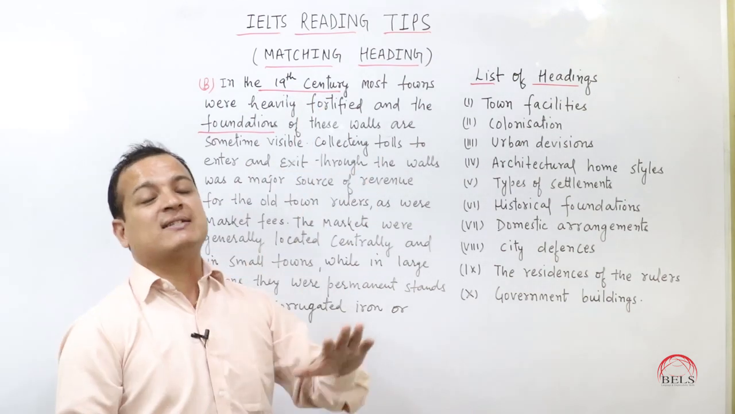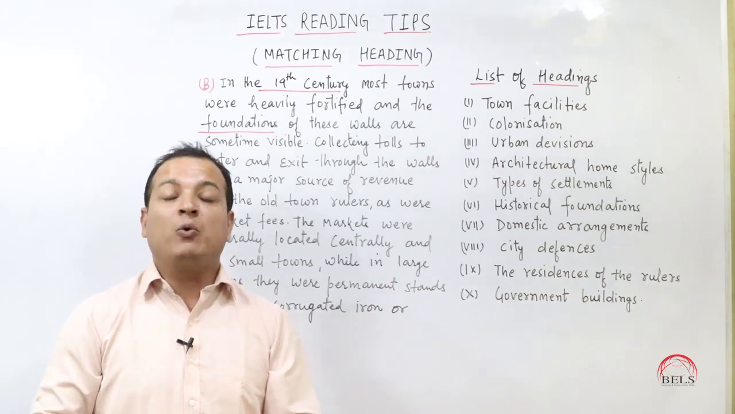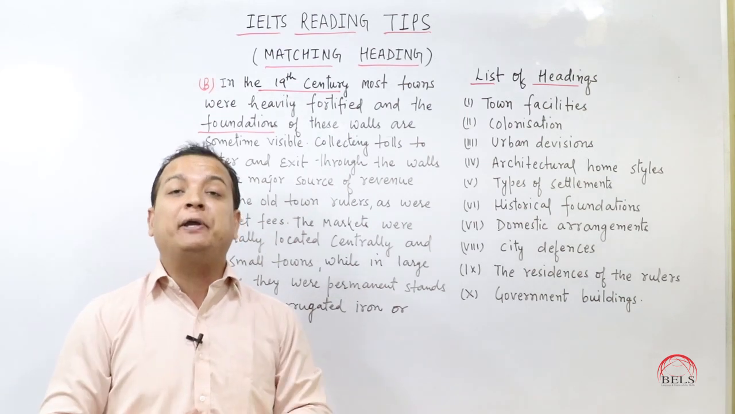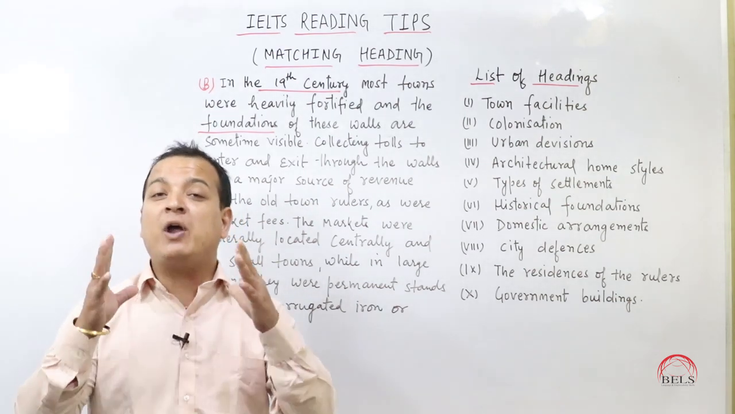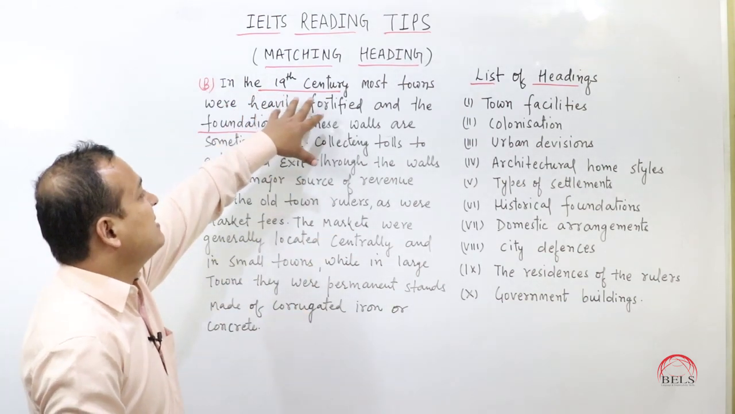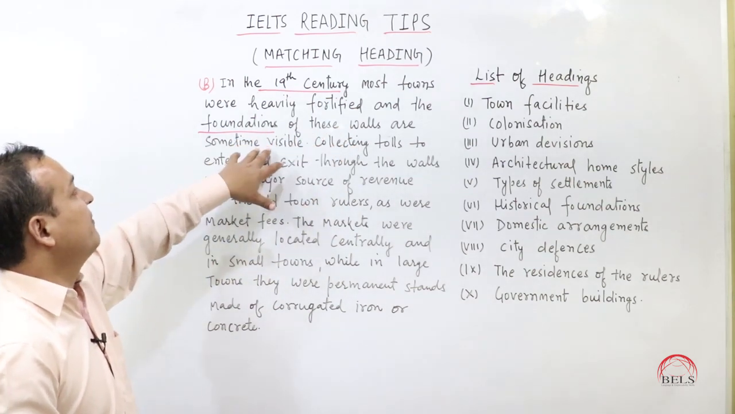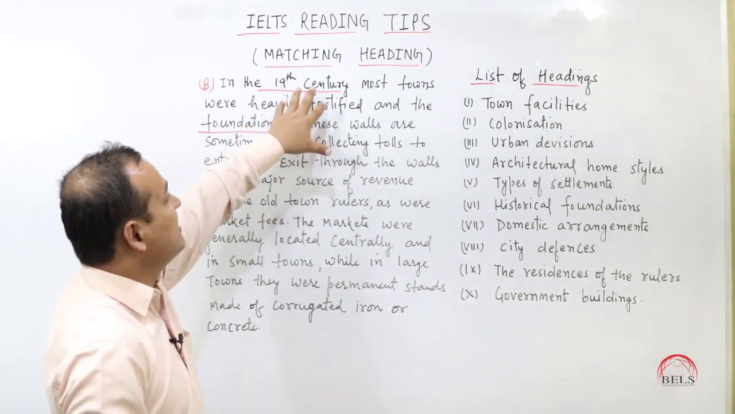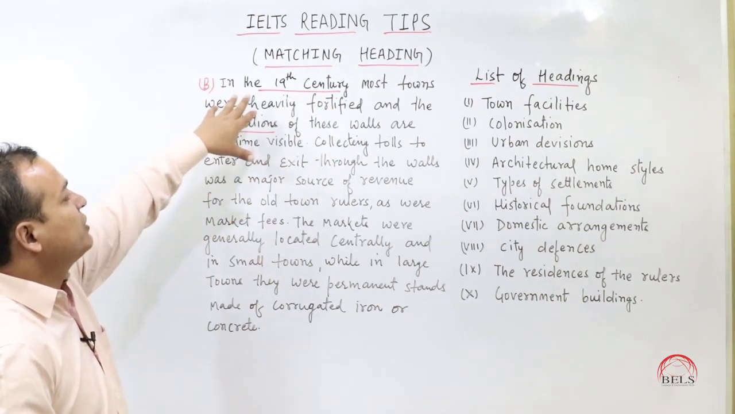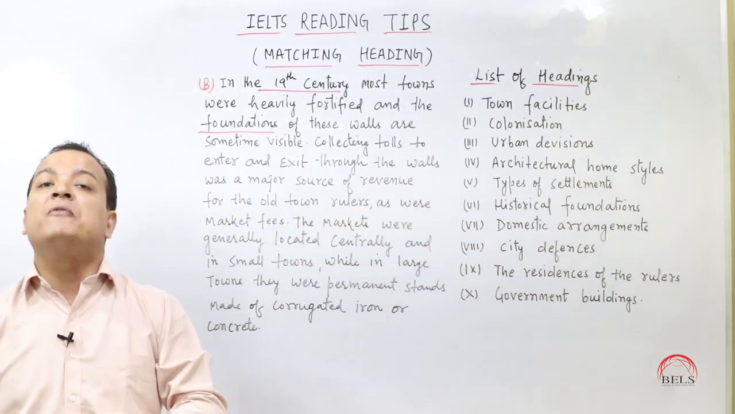So guys, if you read, the starting line is giving you a hint of the answer, which I've explained to you before. You need to read the starting and ending lines very carefully because these are the areas where the writer will be making the thesis. Now, if you see the starting line, in the 19th century, most towns were heavily fortified and the foundations of these walls are sometimes visible. This is the answer. 19th century, they are talking about the history, and the foundations of the history they are talking about. So this statement is matching the sixth one, that is historical foundations.